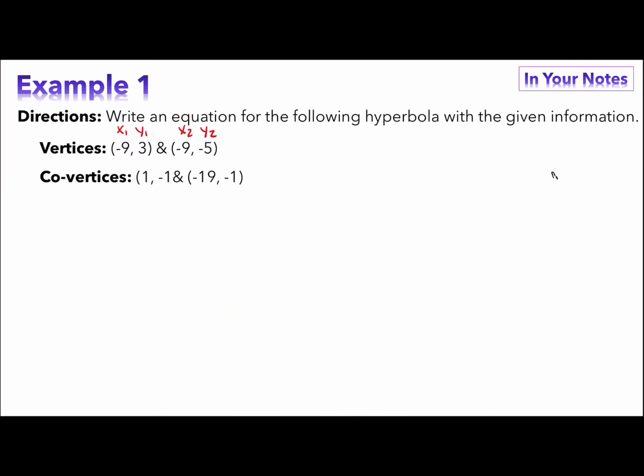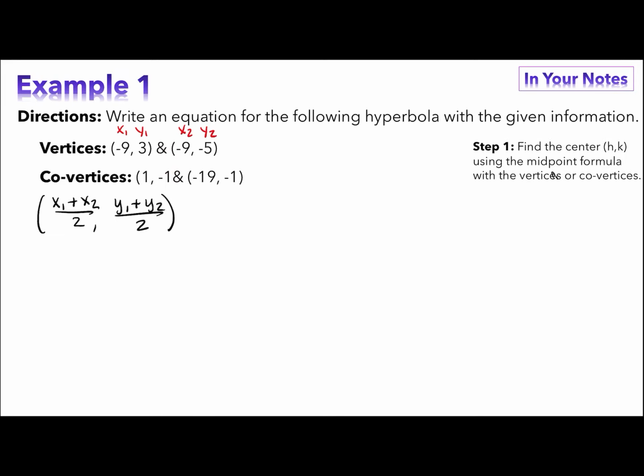One more example. Once again, in your notes, copy this down. Write an equation for the following hyperbola with the given information. I gave you 2 points for vertices and 2 points for co-vertices. Pretend there's a parenthesis right there. There's a typo. All right, step 1 is exactly the same.